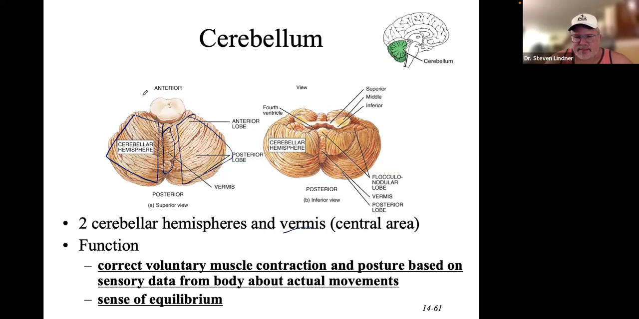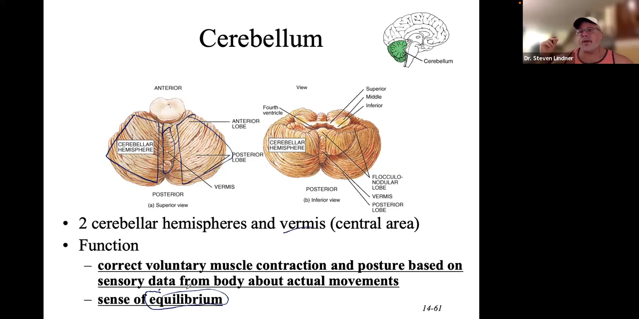So it's designed to help us deal with the sense of balance or the sense of equilibrium. And it corrects voluntary muscle contraction and posture, right? It makes these modifications or adjustments to muscle contraction and posture based on the sensory information that the body receives in relationship to what its purpose was, right?